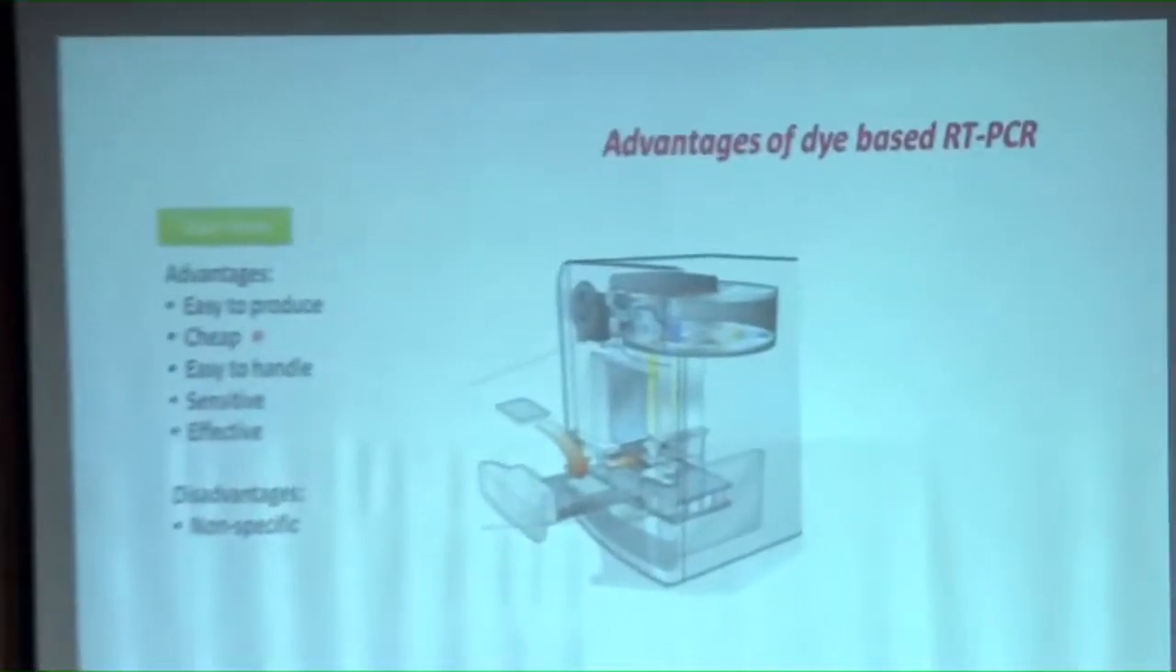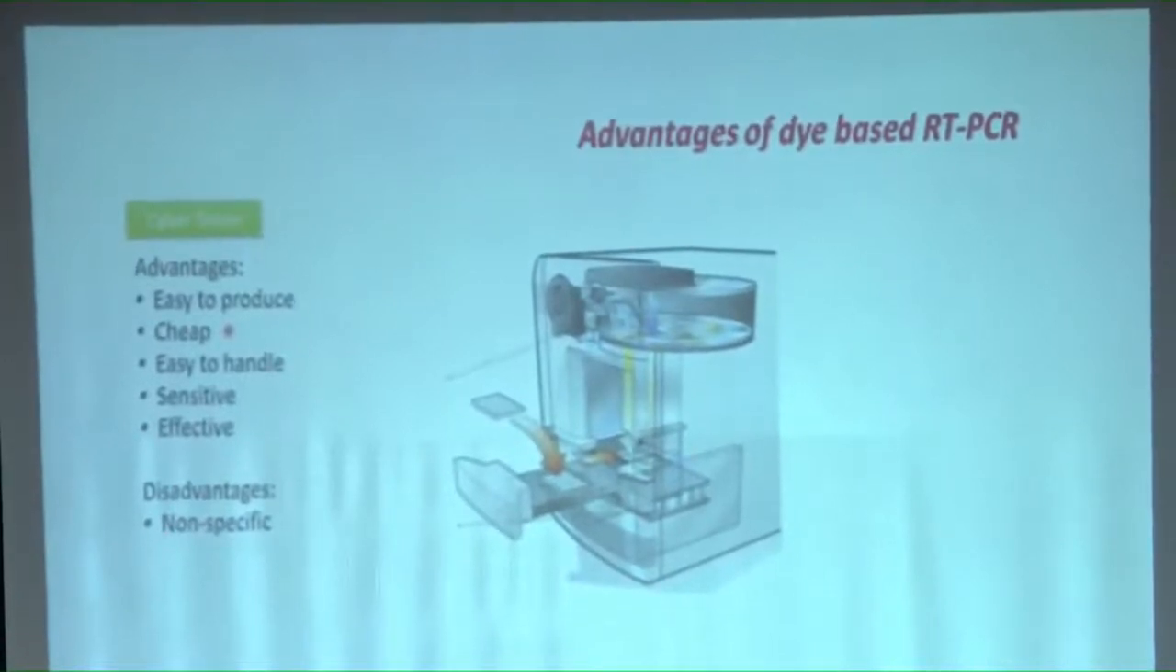Because SYBR Green has got a very high affinity towards double-stranded DNA, no matter from where the double-stranded DNA comes, right? Maybe a kind of your target, real target, maybe a false amplification happening, false positives, it's quite possible. And SYBR Green does not recognize what is getting amplified, right? So that is a disadvantage with this technique. So of course, there are plenty of advantages. That's the reason we all use this. Very easy to produce, very cheap, easy to handle, of course very sensitive and very effective. And the disadvantage is non-specific.